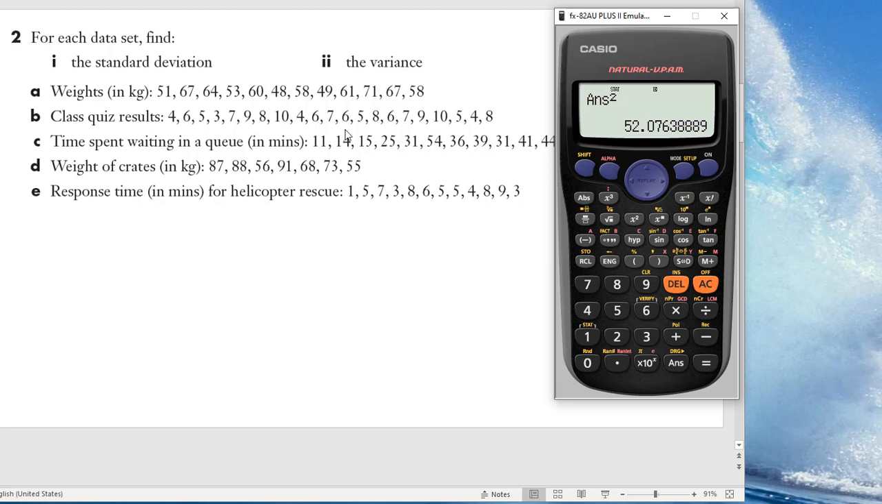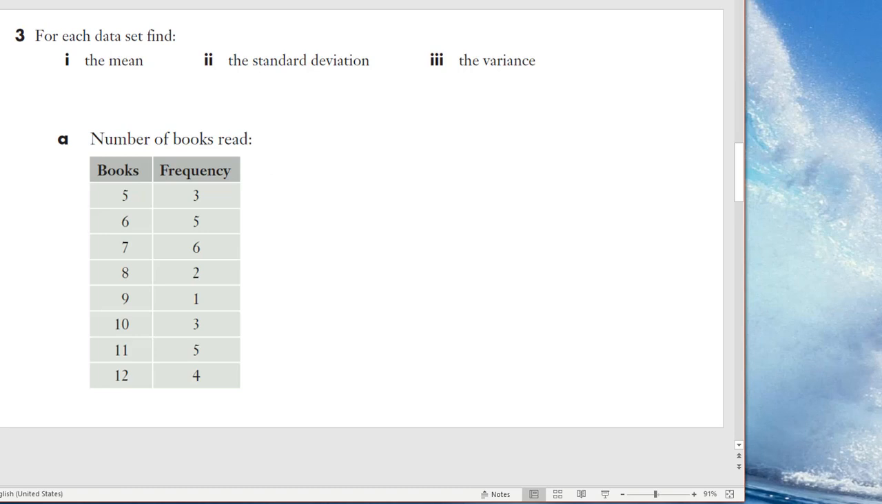I'll let you have practice with a couple of those others. It's pretty straightforward stuff. I hope you will agree. Question 3. For each of these sets of data, there are 4 parts to this. I've just uploaded part A. We're going to find the mean, the standard deviation, and the variance.